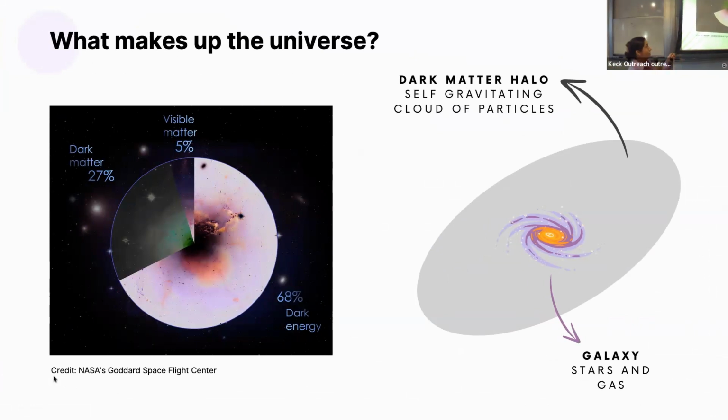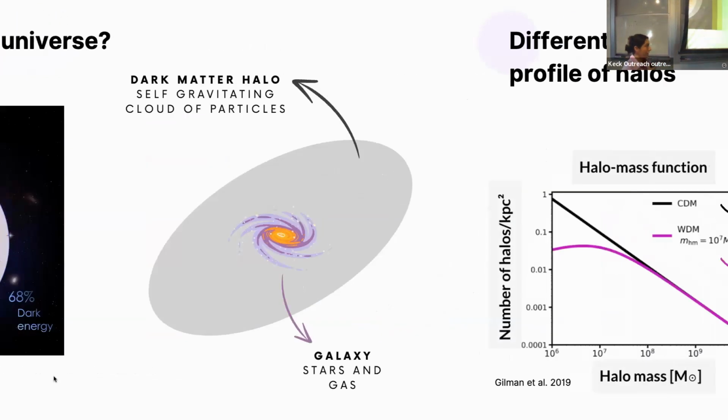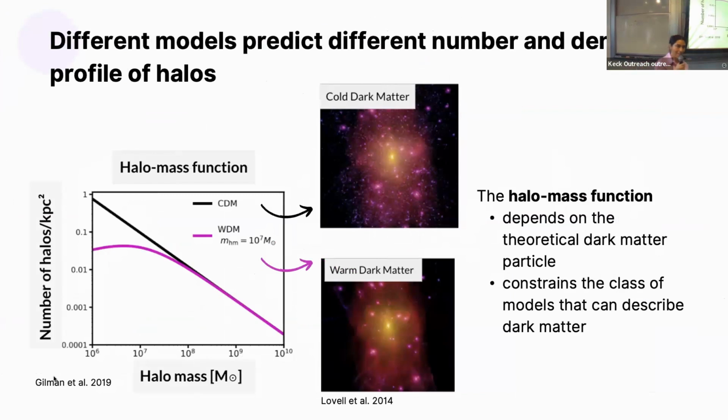What I'm focused on is dark matter, which makes up most of the matter in the universe. We don't know a lot about dark matter. What we do believe is that it generates self-gravitating dark matter structures called dark matter halos, and that galaxies reside within these halos. There are multiple models that try to describe the dark matter particle. Two of them are cold dark matter and warm dark matter, and the main difference between them is the abundance of low mass dark matter halos.